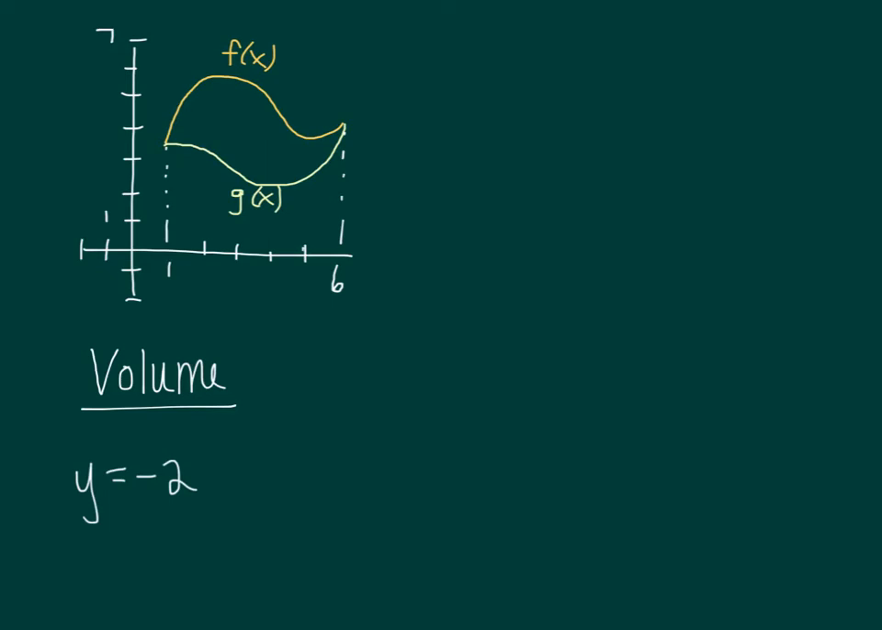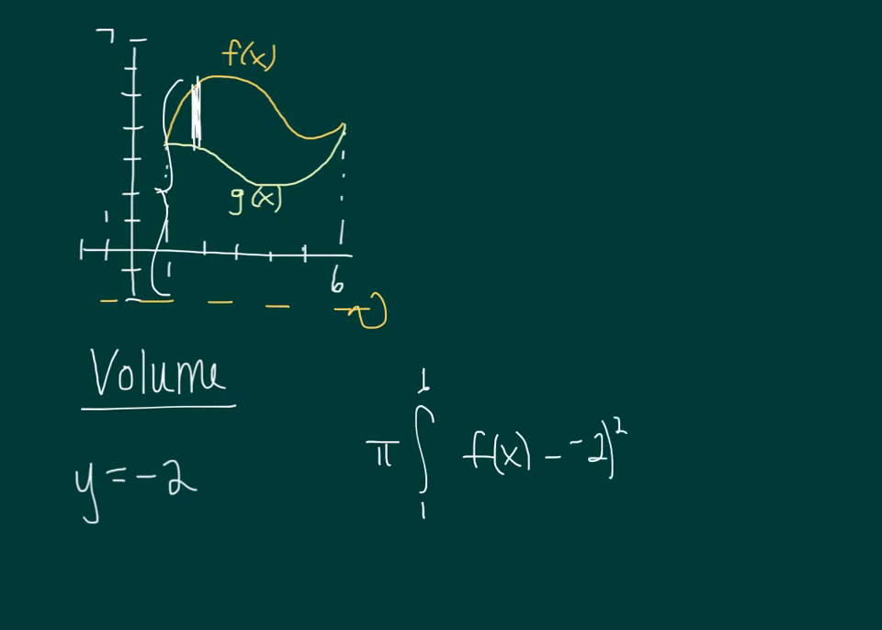Alright, y equals -2 is down here. Okay, again I draw my rectangle. Pi times the integral from 1 to 6. Outer. So that's top minus bottom, minus the hole, which is this distance right there.